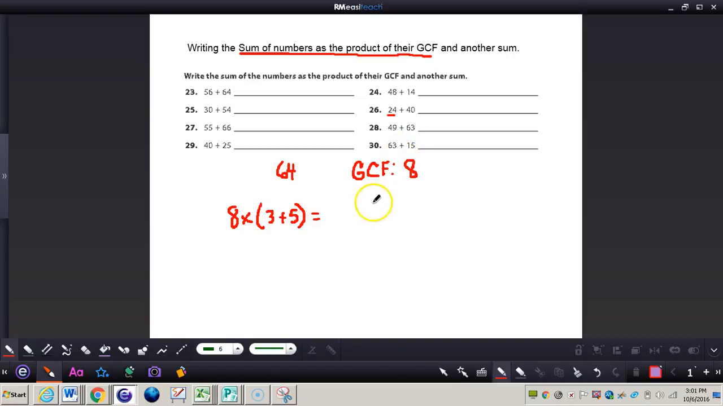Now we need to look at the right-hand side of our equation. Simply, 8 times what number gives us 64? 8 times 8. So we can see how 8 times 3 plus 5 equals 8 times 8, and that is the sum of the numbers as the product of their GCF and also another sum. Now what I want you to do is number 27 all by yourself, and when you're finished, you can see the answer. So I want you to work on that now.